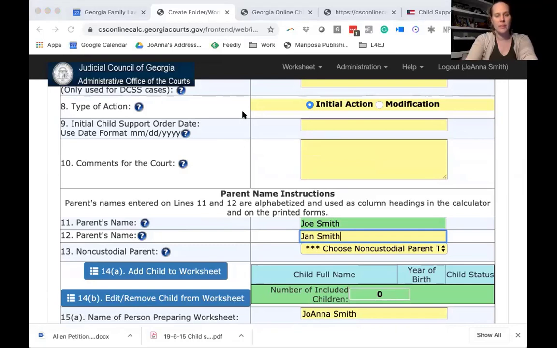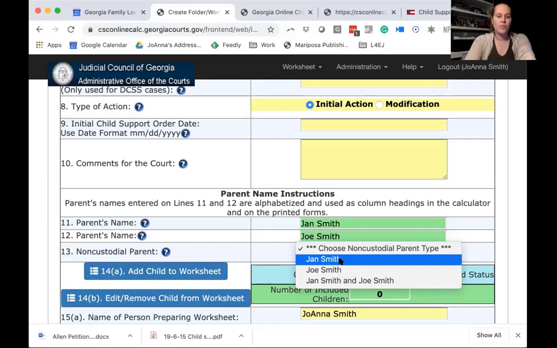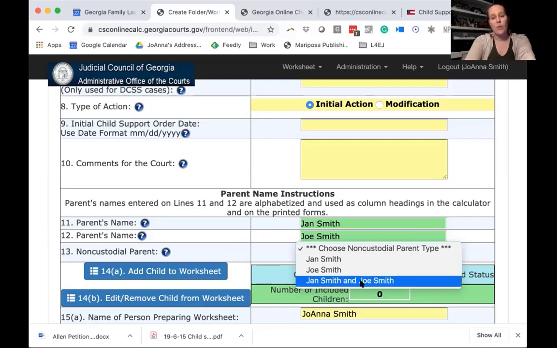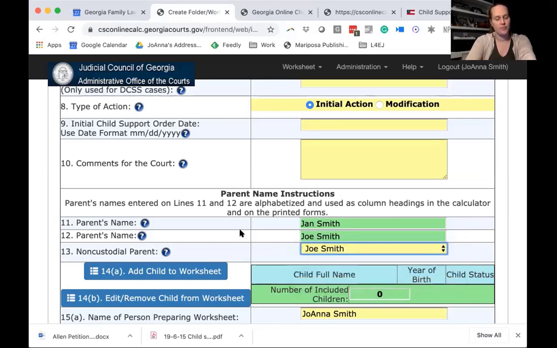This little window comes up and it's going to make you certify that you spelled everything correctly, because you cannot go back and fix it once you put it in there. And then you choose the non-custodial parent. So if we say that in this case, Jan is getting custody, she is the custodial parent, Joe would be the non-custodial parent. If a grandparent had custody, then both of them would be non-custodial. Okay? Speak up if you have questions.